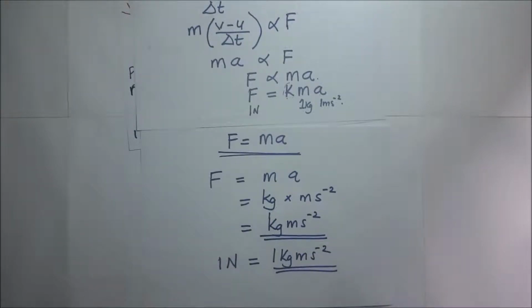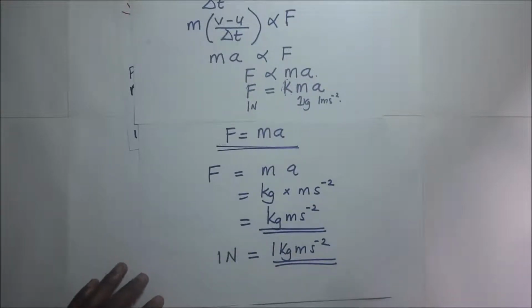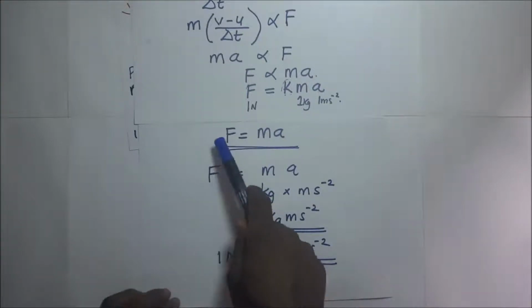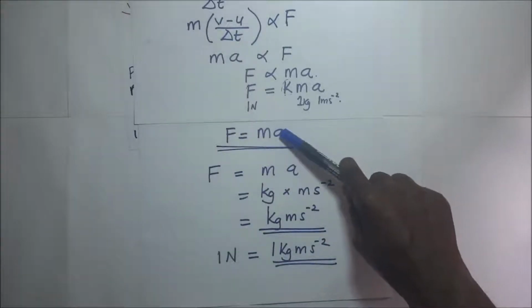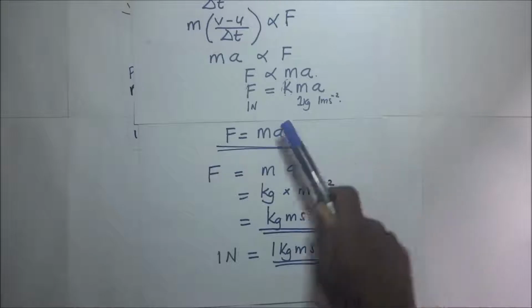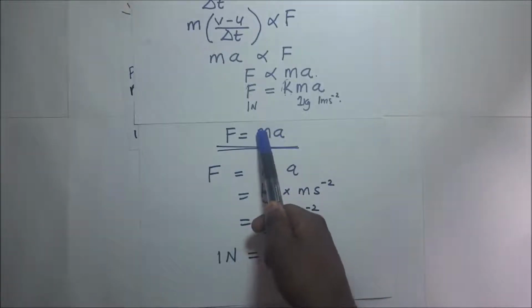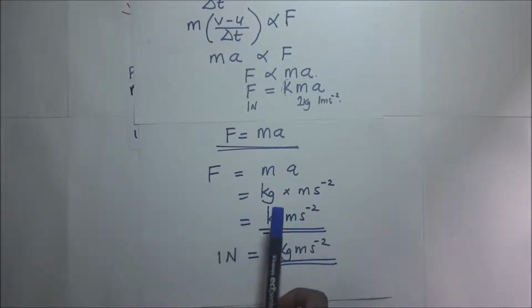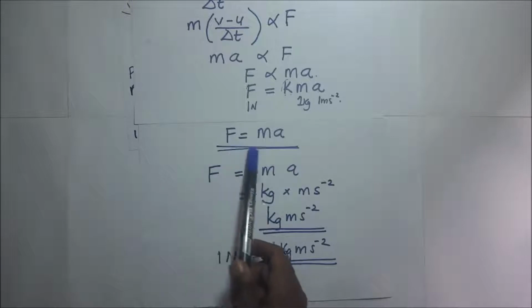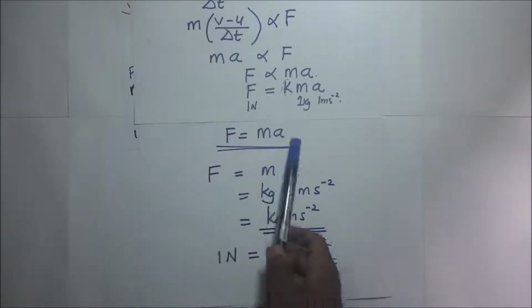So if we may define what a Newton is, by definition, a Newton is a force which produces an acceleration of 1 meter per second squared when it acts on a body whose mass is 1 kilogram. And so this is how we can also define the Newton. And also Newton's second law of motion is expressed mathematically like this.